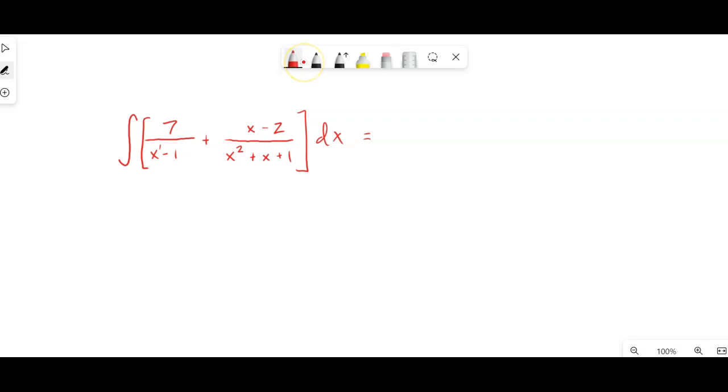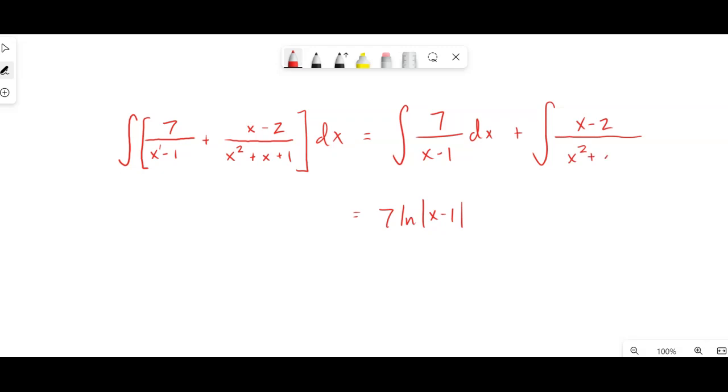So I'm going to split this into 2 integrals. I'm going to do the integral of the 7 over the x minus 1. Right, that's just going to be 7 log absolute value of x minus 1. And then I'm going to split it up into this one, the integral of x minus 2 over x squared plus x plus 1. Now this one is almost, if I did a u substitution, I've got a quadratic on the bottom and a line up top. That would be really nice if it worked out to be the derivative of x squared plus x plus 1 in the numerator.